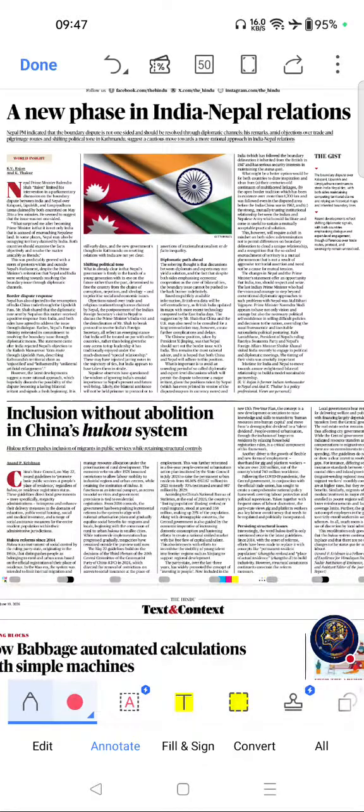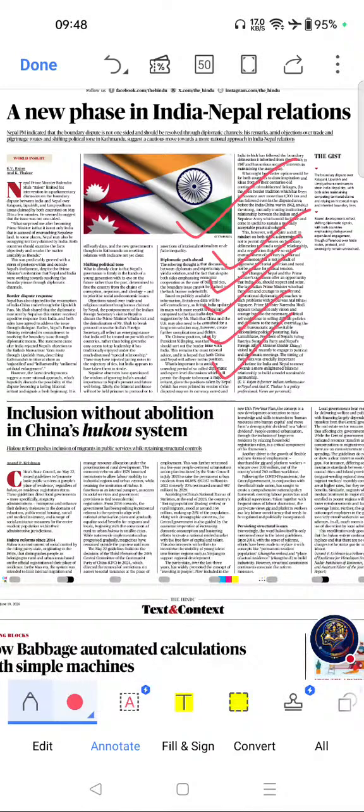The first important article from page number 10 was this one. A new phase in India-Nepal relations. If we see the importance of this article, India-Nepal relations are among the most frequently asked UPSC IR topics. Border disputes often appear in prelims and mains, and it is important for understanding the neighborhood first policy, and it is directly relevant to security and strategic affairs. This is useful for essays and interview preparation.